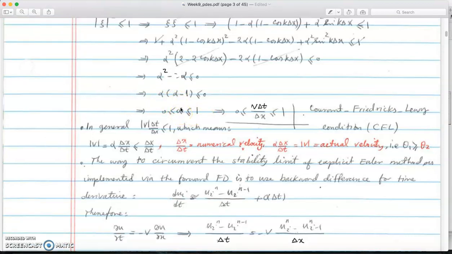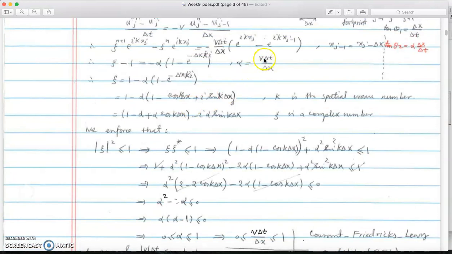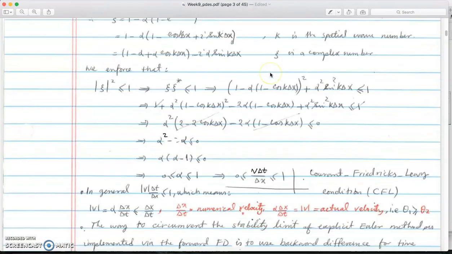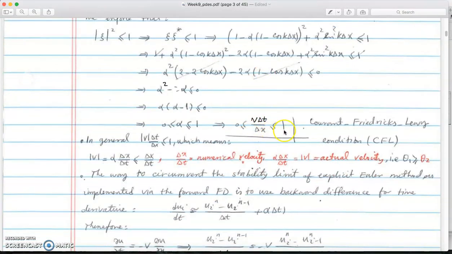What was alpha? Alpha, if you remember, was the velocity of the flow times the interval in time divided by interval in x. So v del t over del x. That has to be less than 1. So let's understand what this means. This is called, by the way, the Courant-Friedrichs-Lewy condition. So from now on, we're going to call it CFL condition.